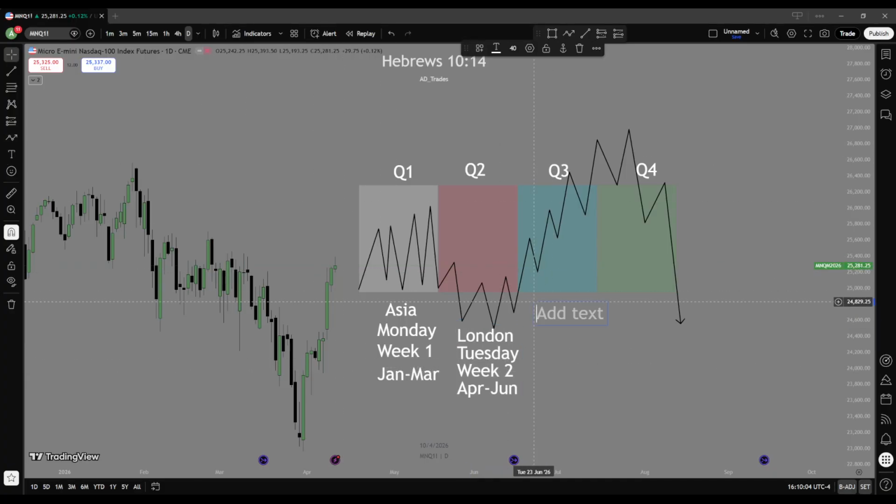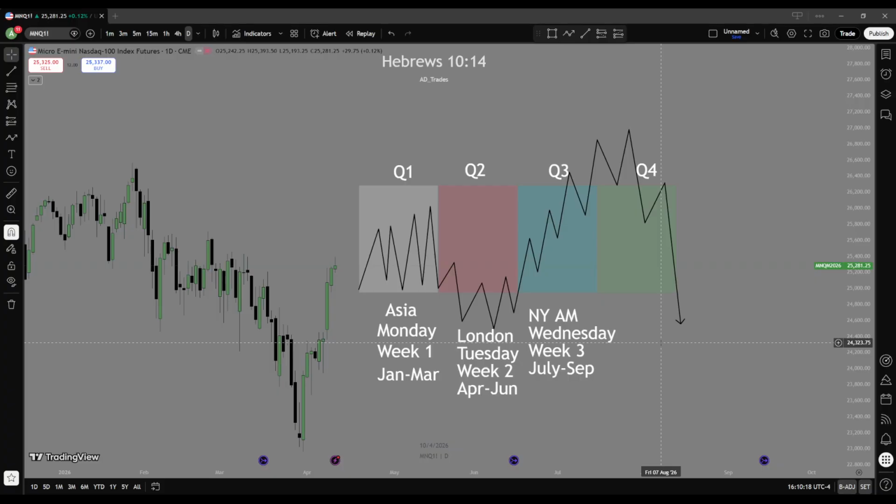It's also, again, Q3. You guys can guess the New York AM session, the first half of New York. It's also Wednesday. It's also the third week of the month, and it's also July, August, September, right? Sorry, guys, a little slow here. And then the final quarter is the PM session to wrap up the day, Thursday to wrap up the week, week 4 to wrap up the month, and then October to December to wrap up the year.